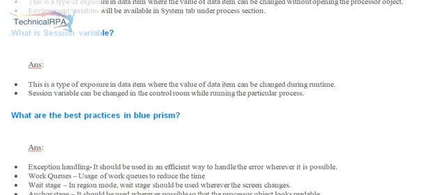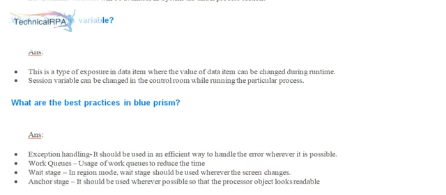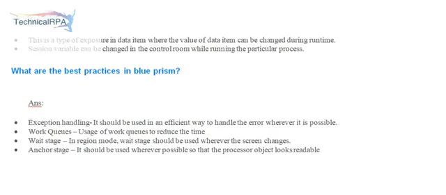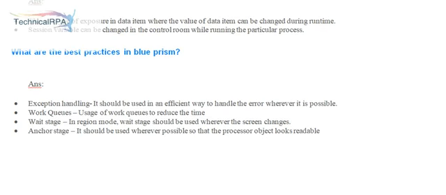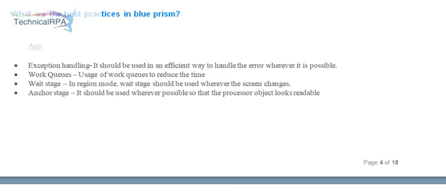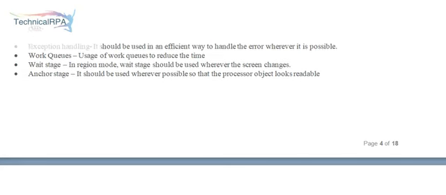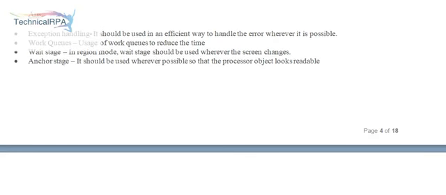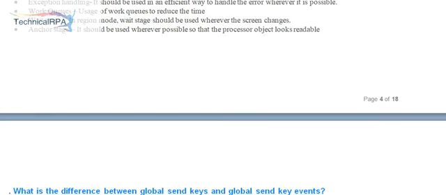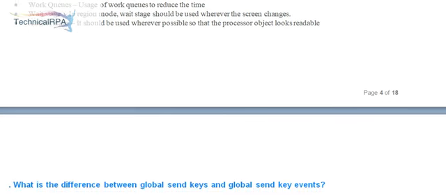What are the ways to expose a data item? Environment variable, session variable. What is environment variable? This is a type of exposure of a data item where the value of the data item can be changed without opening the process or object. Environment variables will be available in the System tab under the Process section.